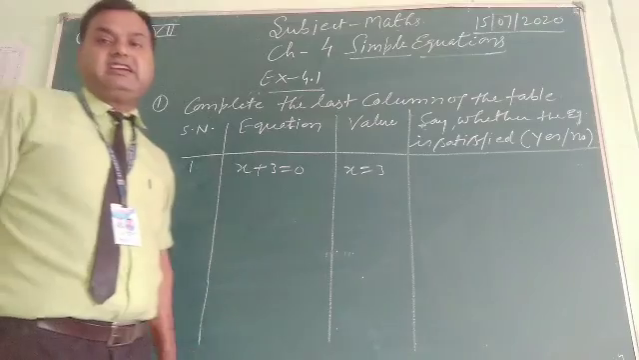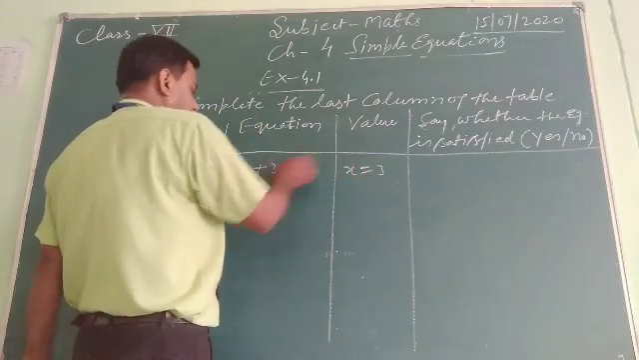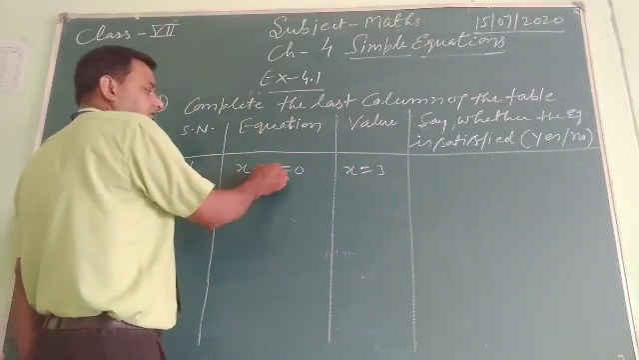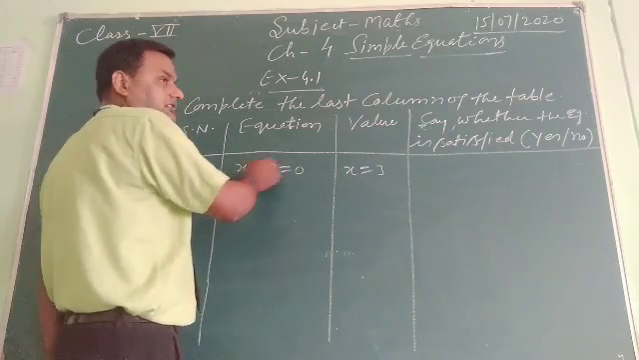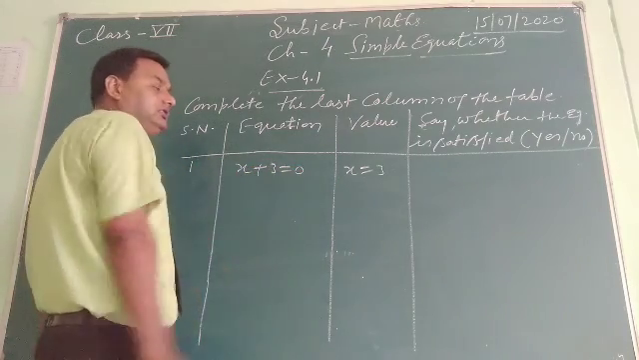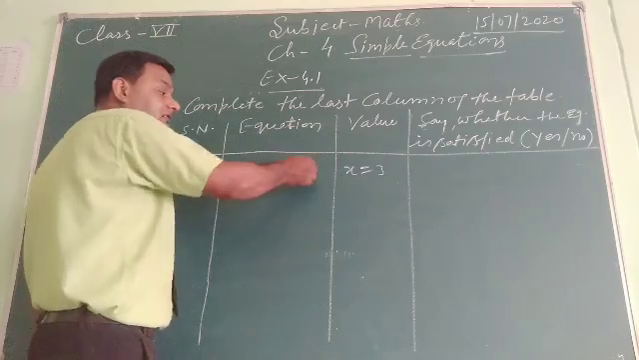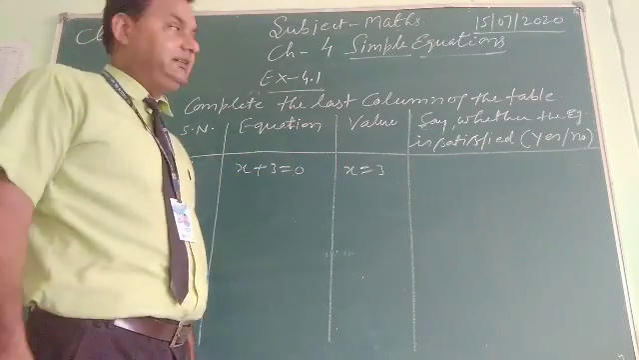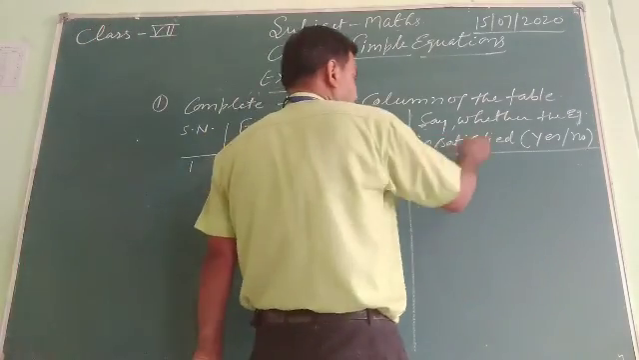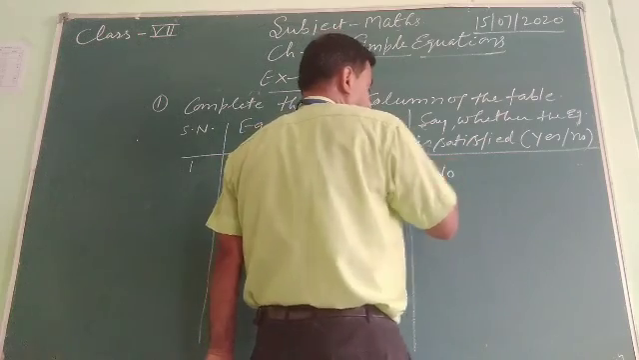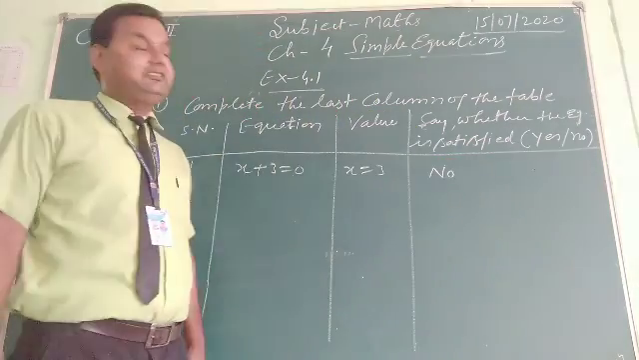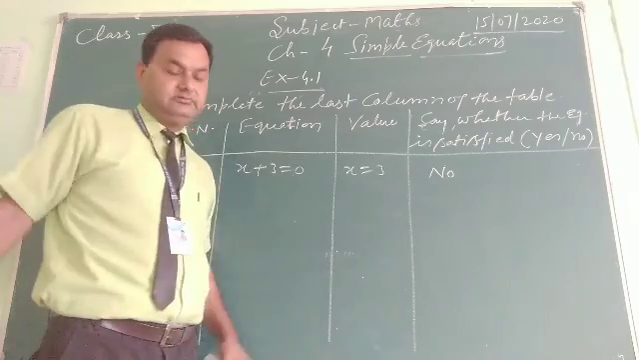First of all, we have to check. So put x equal to 3. 3 plus 3 equal to 6. So it is not satisfied, because it is given 0. So say no. x equal to 3 does not satisfy the equation.